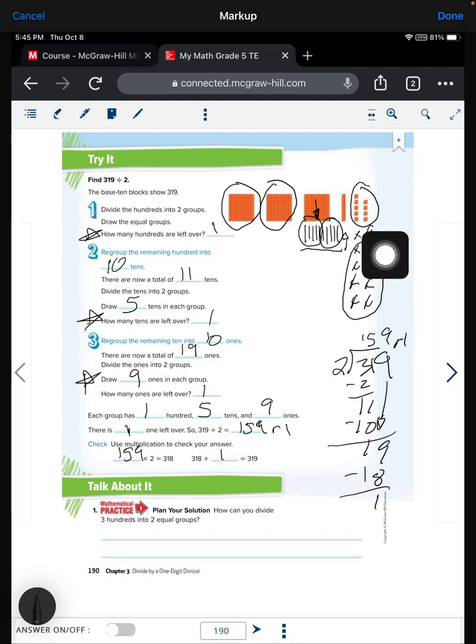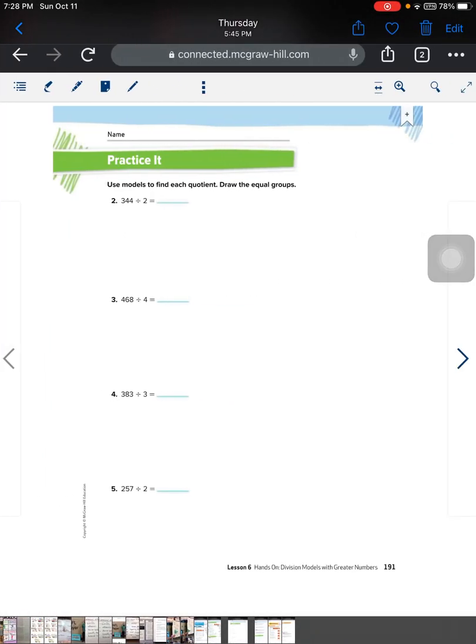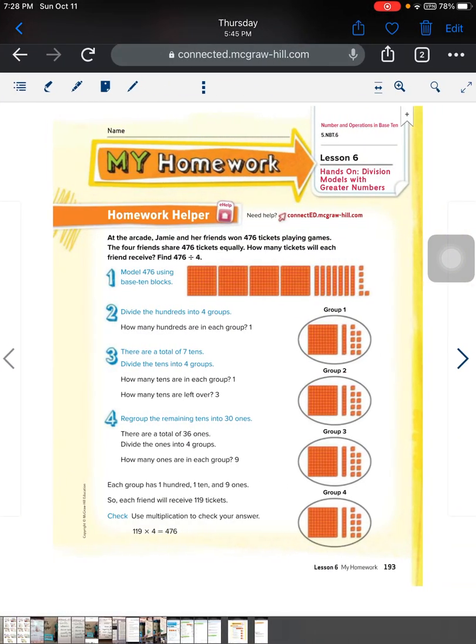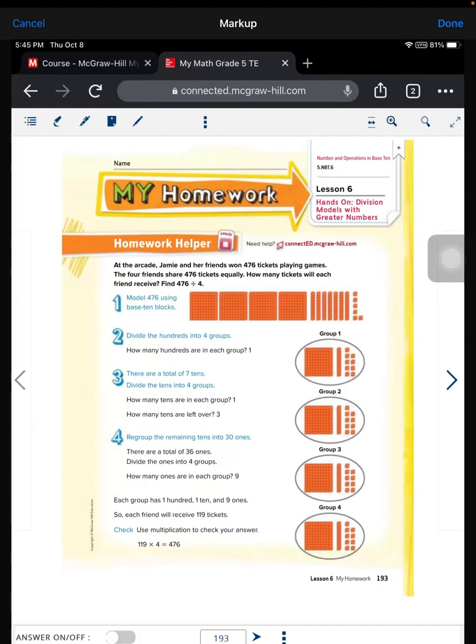Okay? Now, I want you to stop what you're doing and go straight to your homework, and we're going to work on that. We're just going to touch this chapter lightly just so that you have some knowledge on how to use base 10 blocks. Okay? So, I'm going to skip with you. We're going to skip right over to page 193. You ready? Let's begin.